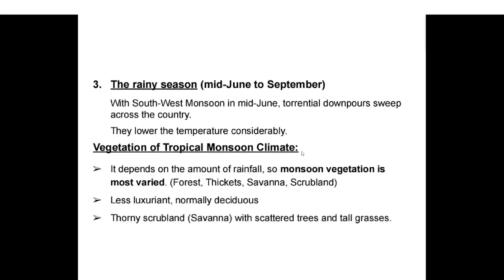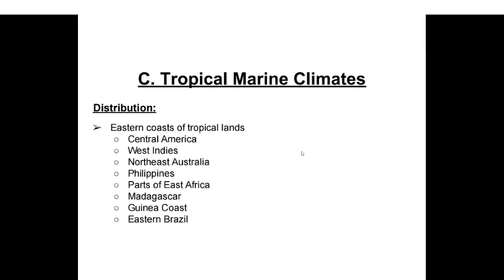The rainy season, mid-June to September, with the southwest monsoon in mid-June. Torrential downpours sweep across the country. They lower the temperature considerably. Vegetation of the tropical monsoon climate depends on the amount of rainfall, so monsoon vegetation is most varied: forest, thickets, savanna, and scrubland. Less luxuriant, normally deciduous, thorny scrubland savanna with scattered trees and tall grasses.